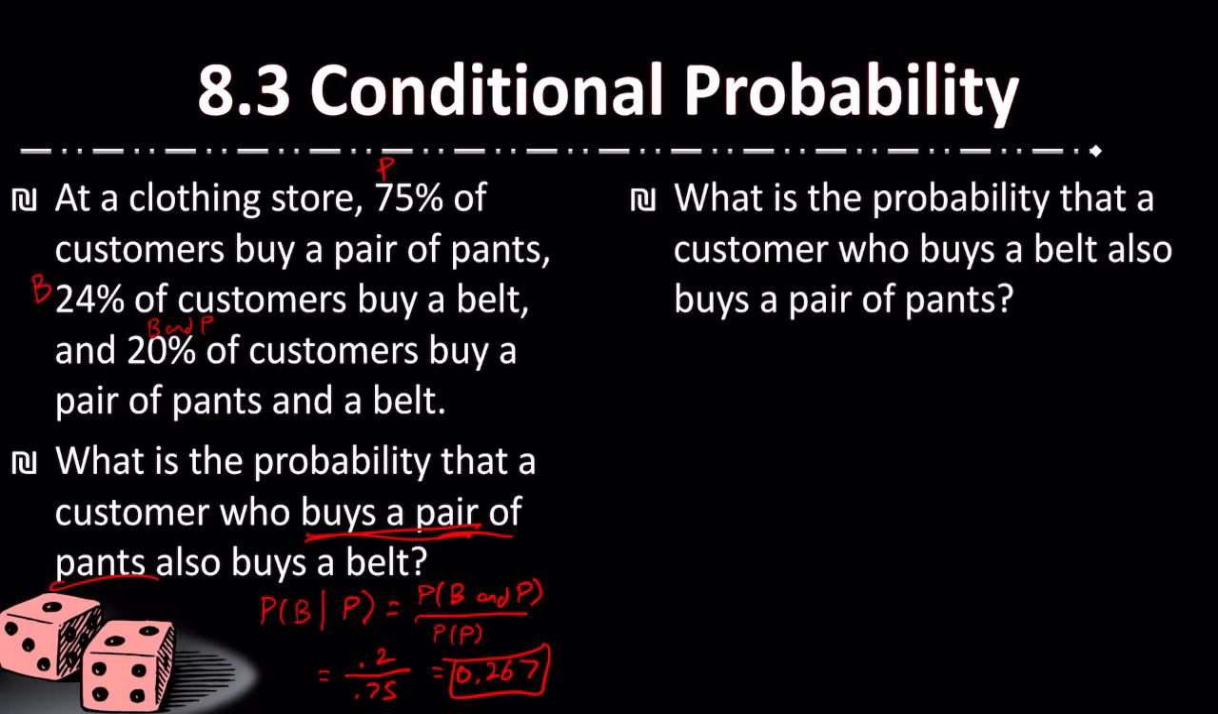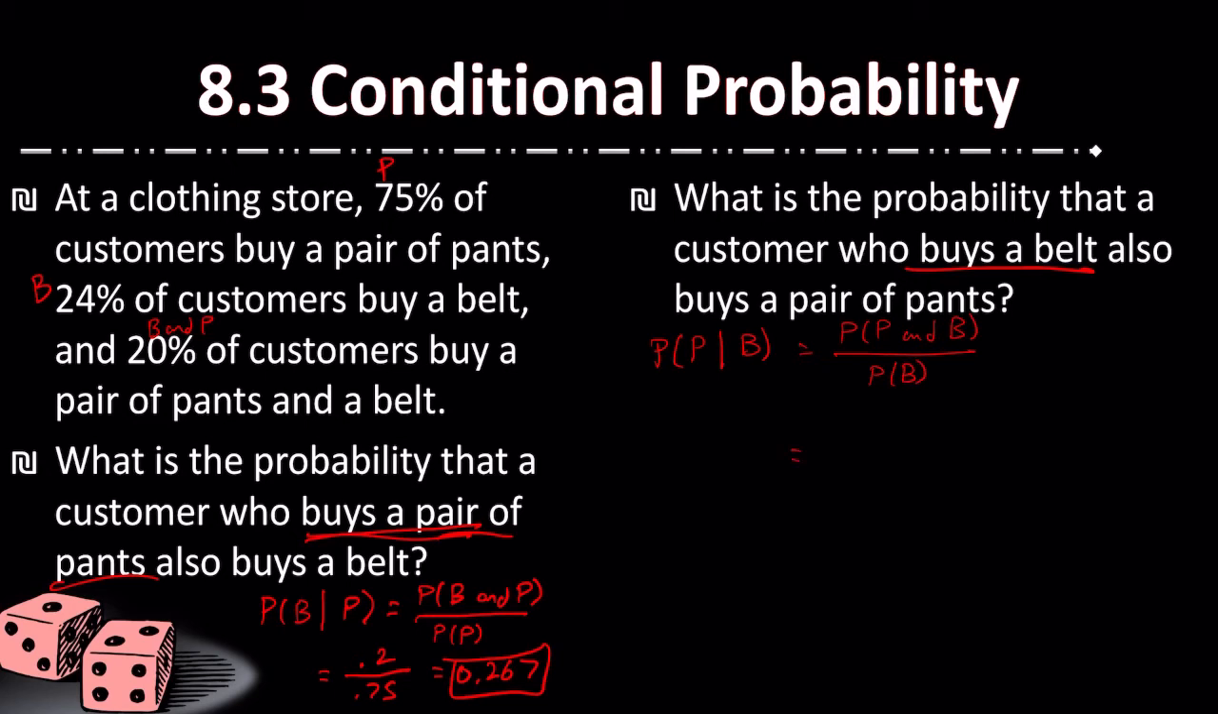Let's try another one. What's the probability a customer who buys a belt also buys a pair of pants? All right, so this one is the other way around. We're given that we buy a belt, so we want pants given that we got a belt. So this is the pants given that we already have the belt. So the top would be pants and belt. The bottom would be just the belt.